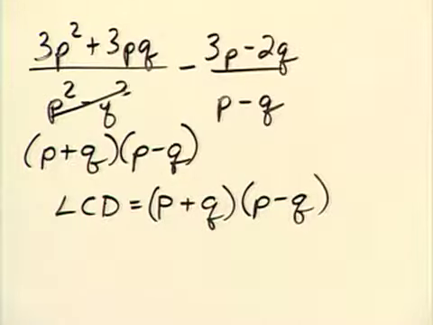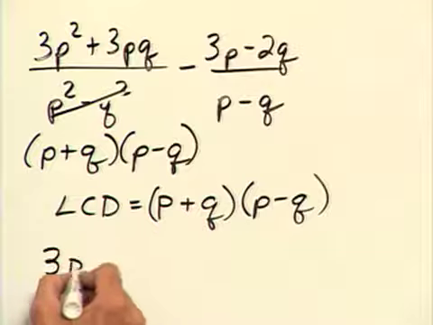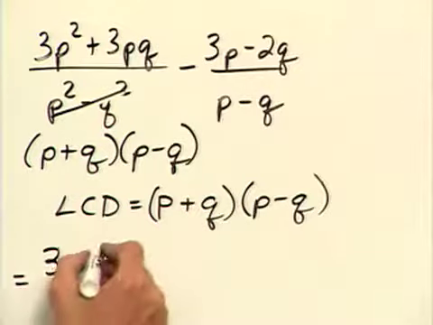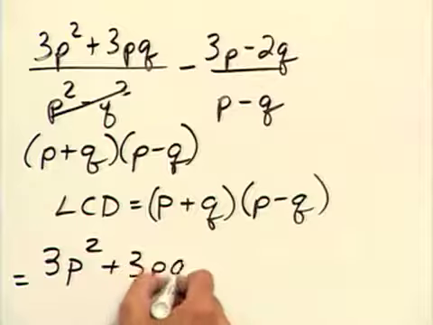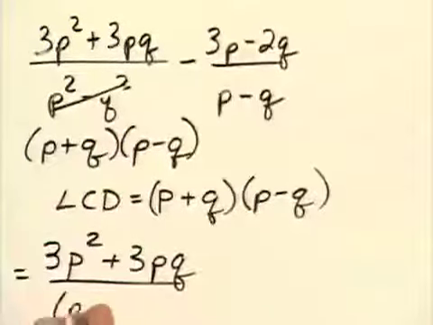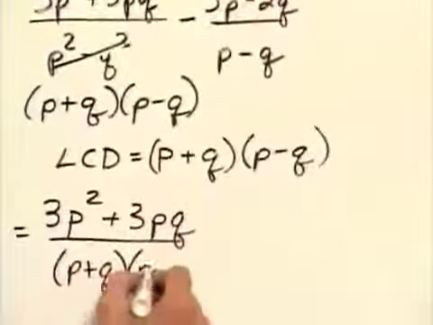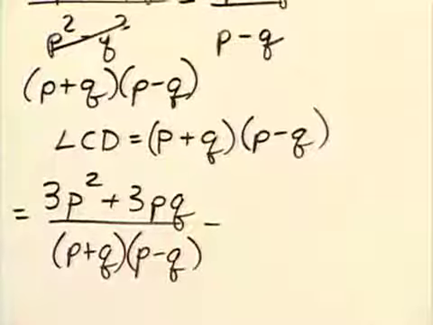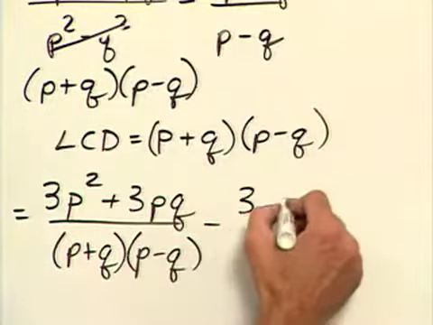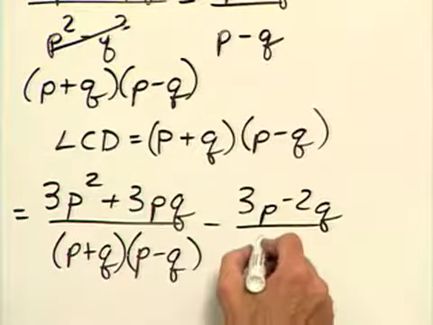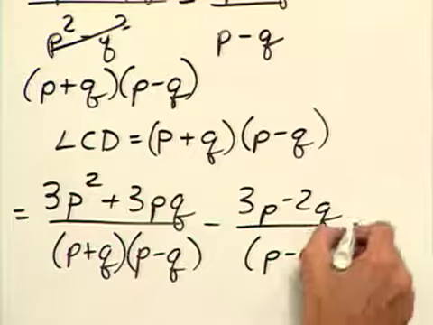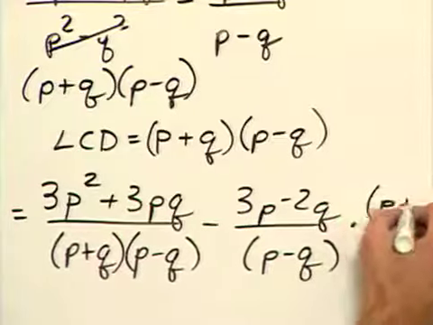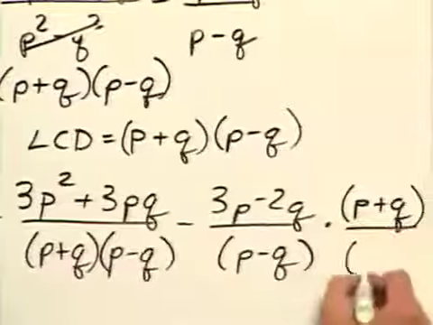Now, our first rational expression we can leave the way it is, but we'll leave it in its factored form. So we'll have 3p squared plus 3pq divided by p plus q times p minus q. But our second rational expression, we have to multiply top and bottom by the same polynomial so that we get the least common denominator. So we have 3p minus 2q divided by p minus q, and we're going to have to multiply by p plus q over p plus q.